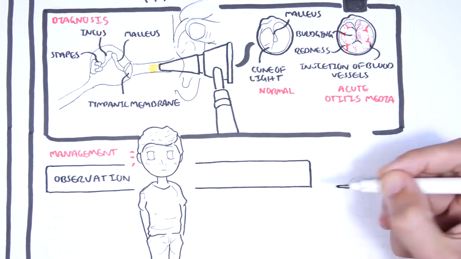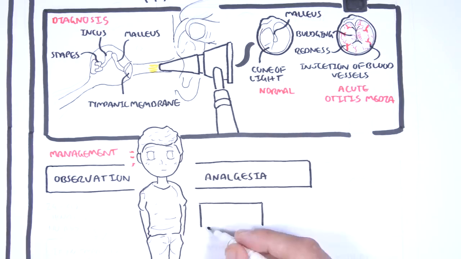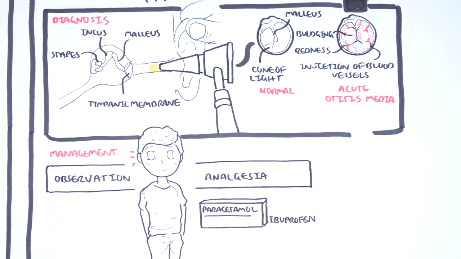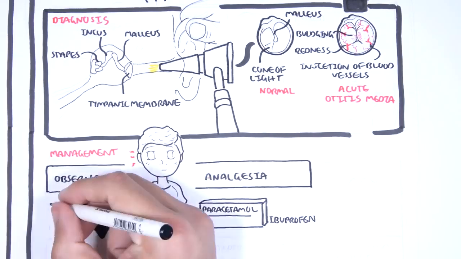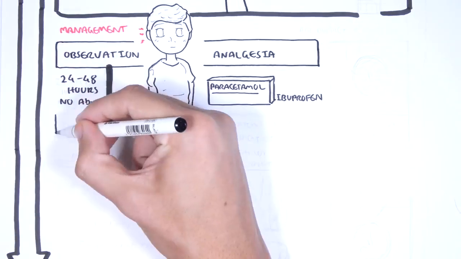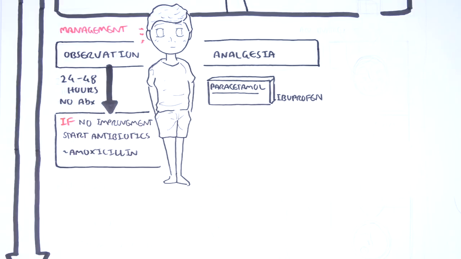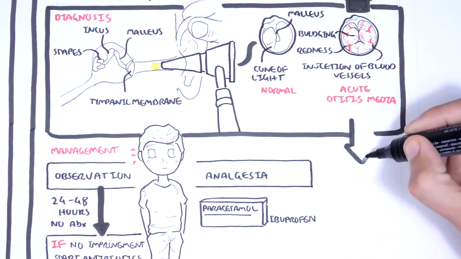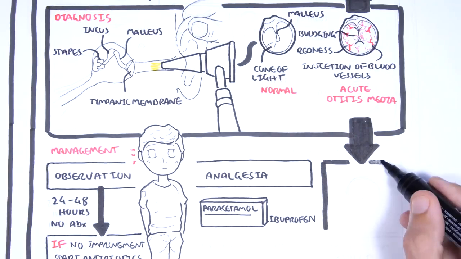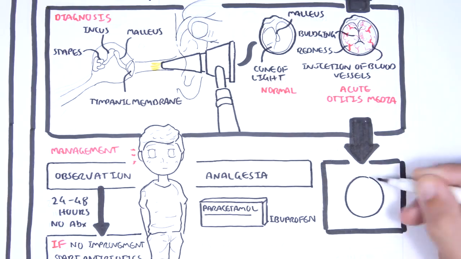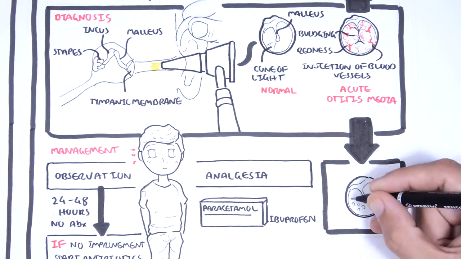Pain and fever in acute otitis media should be controlled with paracetamol or ibuprofen. If symptoms do not improve with analgesia after 48 hours, then a course of antibiotics is commenced. Typically, this is amoxicillin. Decongestants and antihistamines are not beneficial in the treatment of acute otitis media. When acute otitis media resolves, it usually becomes otitis media with effusion.